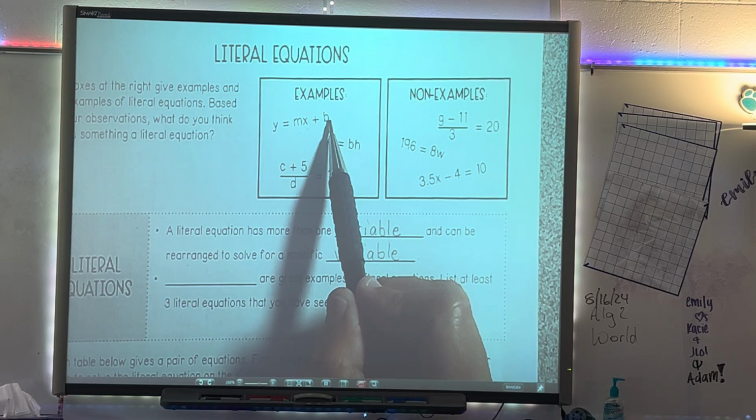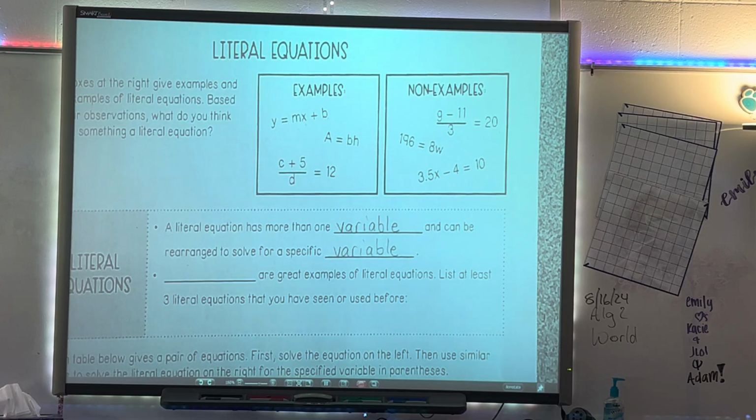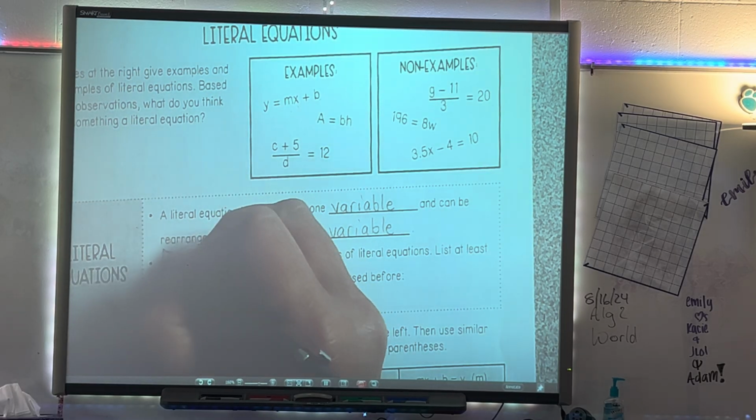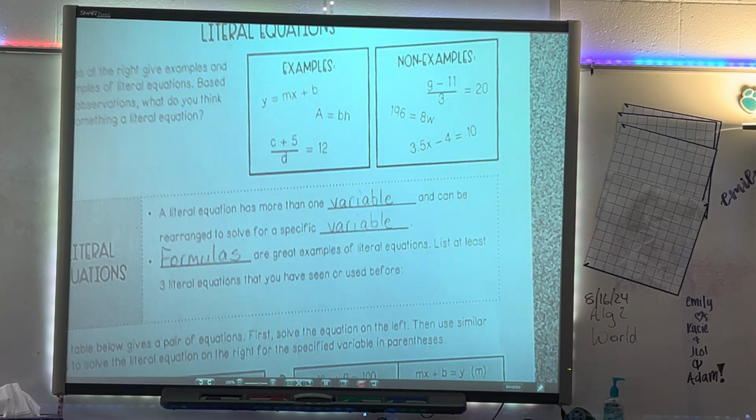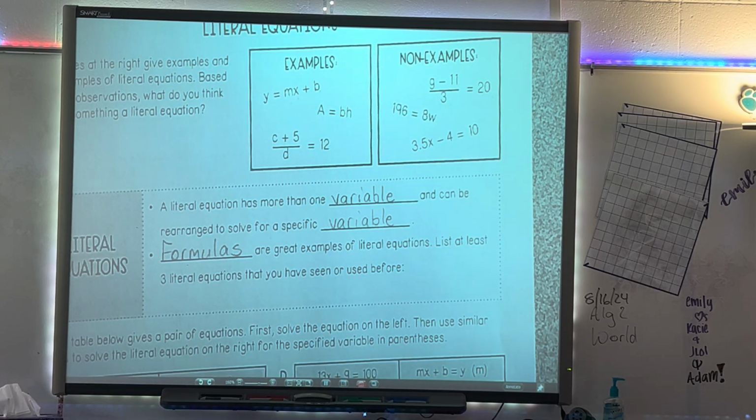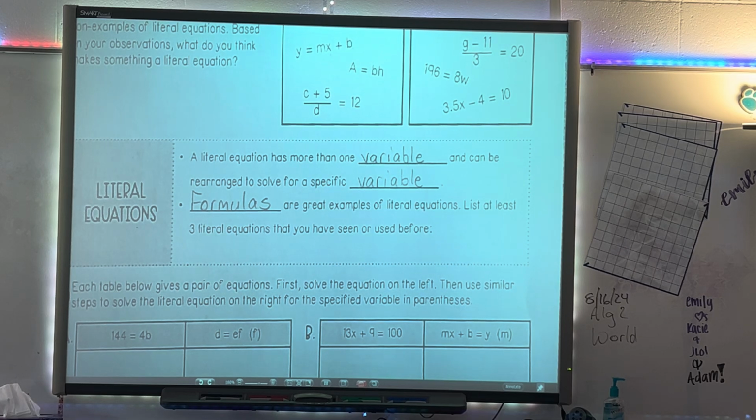Does that make sense? When you have problems like this, they're going to set it up, and then they're going to tell you which variable they want you to isolate and get by itself. Formulas are great examples of literal equations. That's what you're going to have seen the most, these formulas.